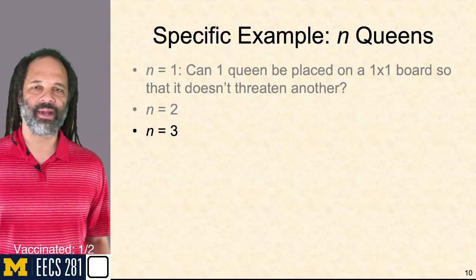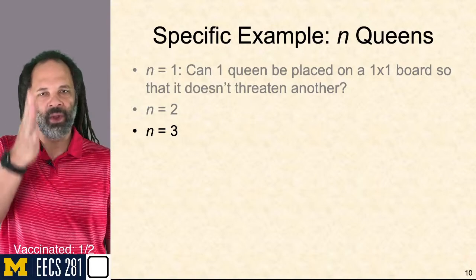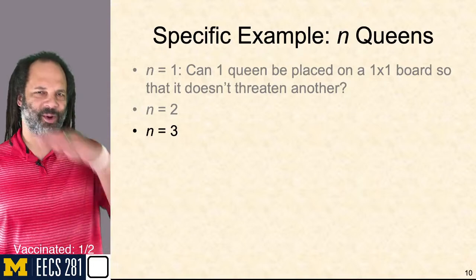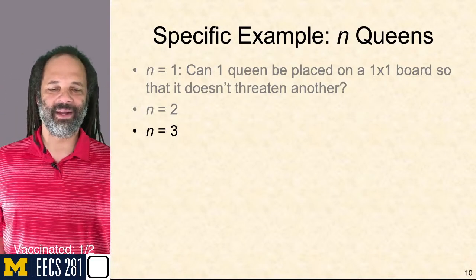How about 3? Similar to 2, not a lot better there. They're either going to be more than one of them in the same row, more than one in the same column, or more than one in the same diagonal.